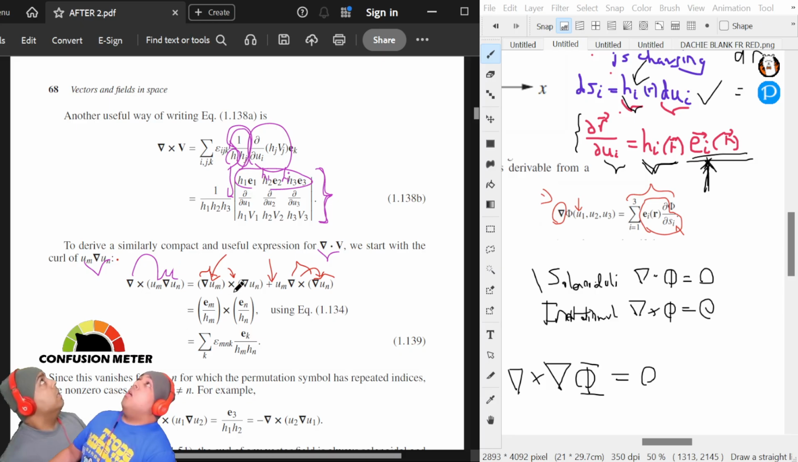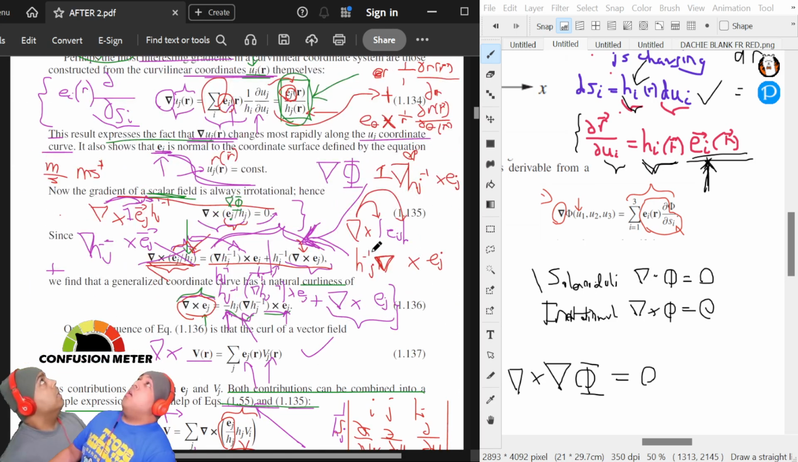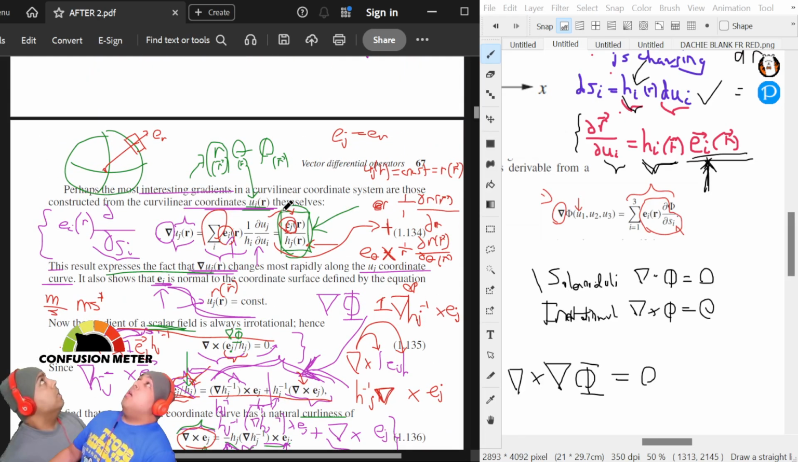Now we have, oh my god, these two curls equal one curl somehow. EM over HM plus EN over HN. Okay, using 1.134. Let's see what that's about. I've written up on this so much.